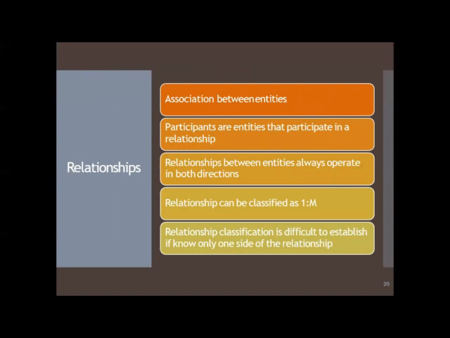Relationship: an association between entities. Participants are entities that participate in a relationship. Relationships between entities always operate in both directions. A relationship can be classified as one-to-many. Relationship classification is difficult to establish if you know only one side of the relationship.